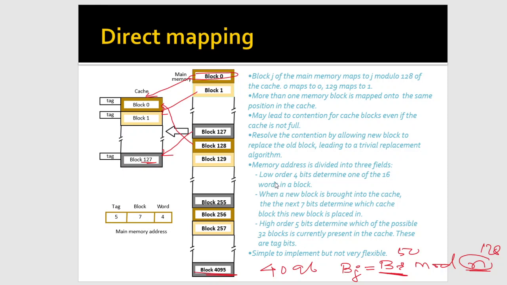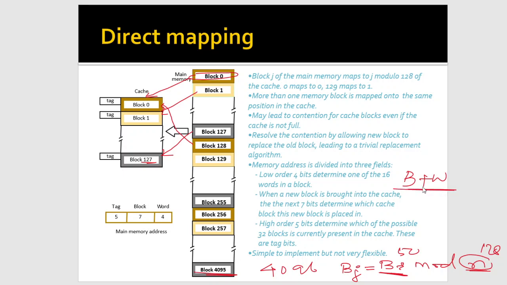And if you look at the addressing system used by the memory, in main memory we are using the main memory address, which is divided into basically two parts. One is called the block address, and one is called the block offset, or you can say word address.